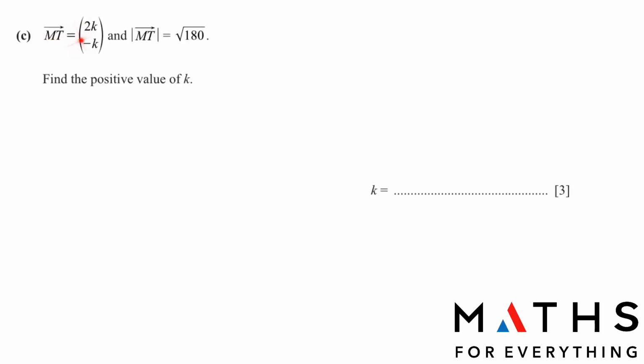Question number C. The vector MT can be written in the column vector 2k, negative k, and the magnitude of MT is square root 180. To find the magnitude, we take the x and the y. The top is the x, the bottom is the y. We square them and we add them and then square root the answer. This is equal to square root 180.